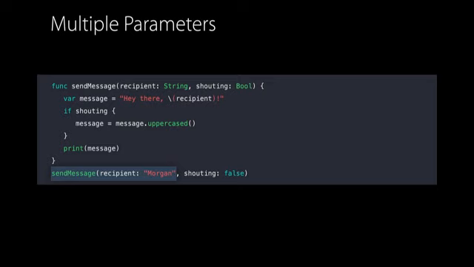When you call a function, you want it to read naturally. In this case, you'd like it to say something like sendMessage to Morgan, which forms a nice grammatical phrase. And you could do this by changing the name of the parameter, which then changes the name of the argument label.